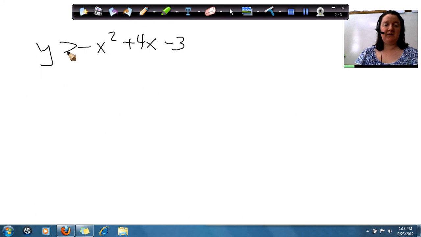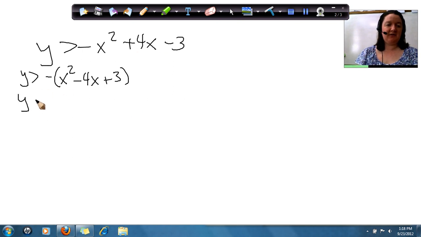Here we have y is greater than a negative x squared plus 4x minus 3. Now the thing here is that I would really like to get rid of that negative that's out in front. So I'm going to factor it out. x squared minus 4x plus 3. So I have to change all three of those signs. So now let's factor this. x minus 3, x minus 1.